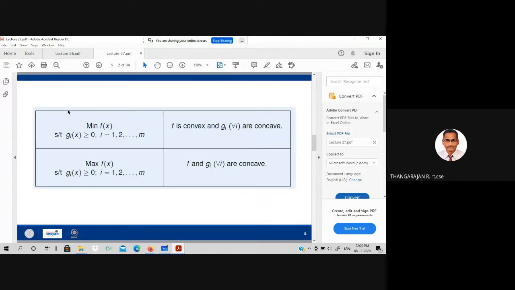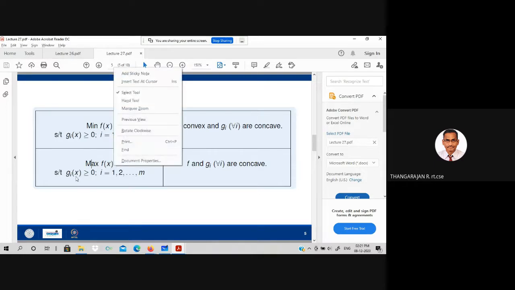Now here you see that if it is a minimization problem, and the constraints are greater than or equal to 0, then f happens to be convex, and g happens to be concave. Then also we say that this problem is a convex programming problem.